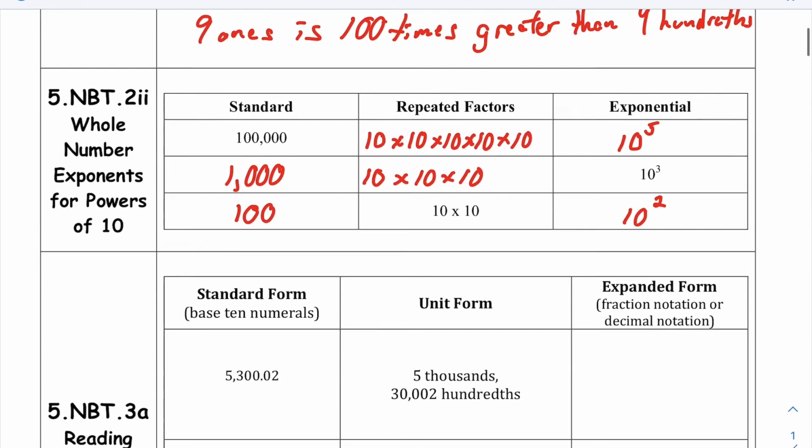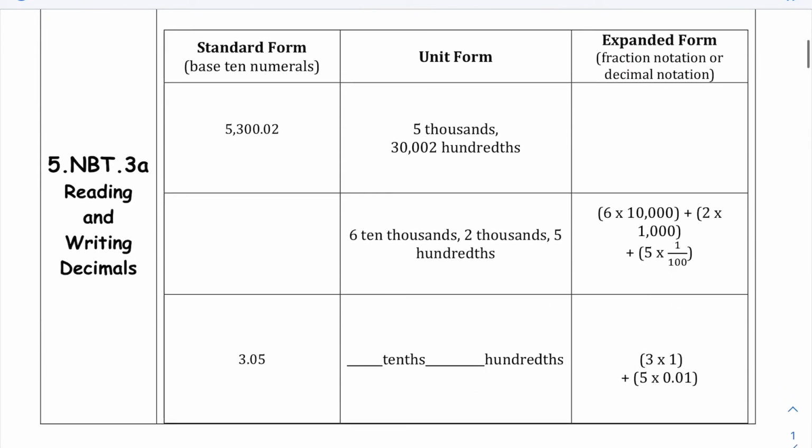5 NBT 3A, reading and writing decimals. Here I have standard form, unit form, and expanded form. Now, expanded form, I can use fraction notation or decimal notation. And if you look at my examples, we have one that is in fraction notation and one that is in decimal notation. So I can choose whichever one I want. So the first one here, I have standard form, I have unit form, and I want to write it in expanded form. If you want to think of expanded form, just think about I'm writing the value of every digit that makes up that number.